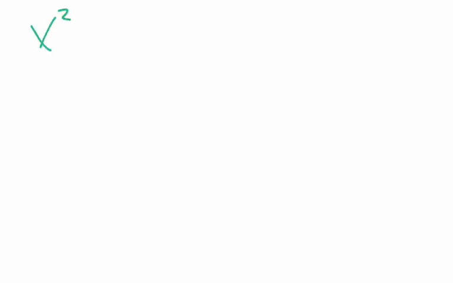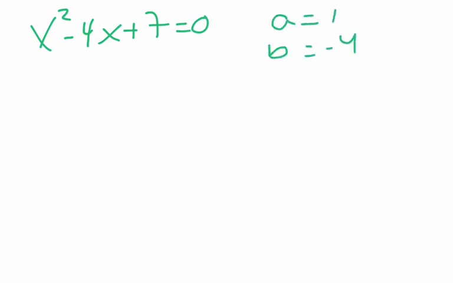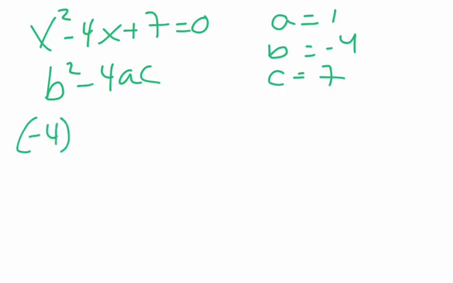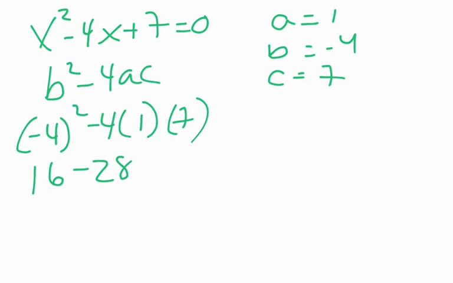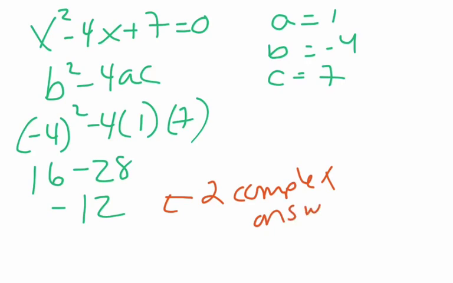This is x squared minus 4x plus 7 equals 0. A is equal to 1. B is equal to negative 4. And C is equal to 7. We're only looking at the discriminant. We're looking at b squared minus 4ac. Please put that b squared, like just put it in parentheses, just for me. Okay, so times 1 times 7. This ends up being 16 minus 28. Which is going to give you a negative 12. And so that means we are going to have 2 complex answers.